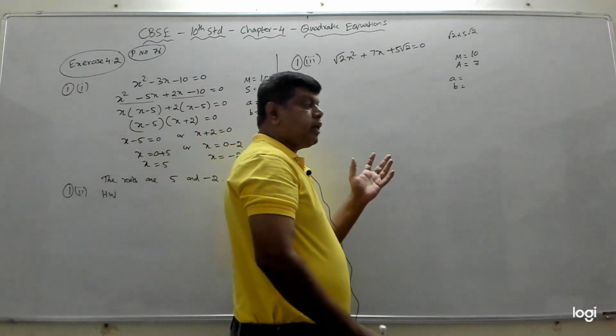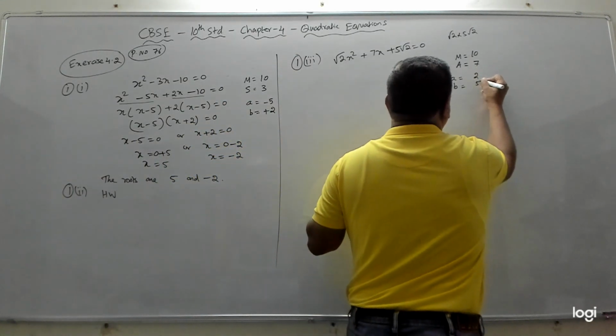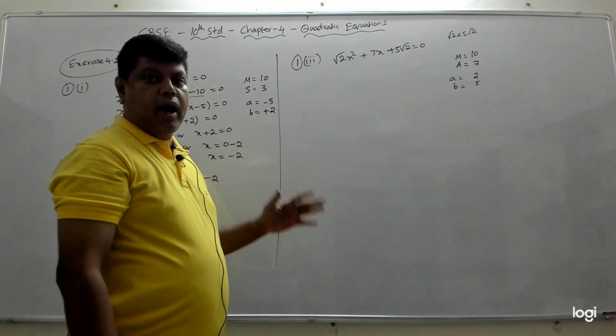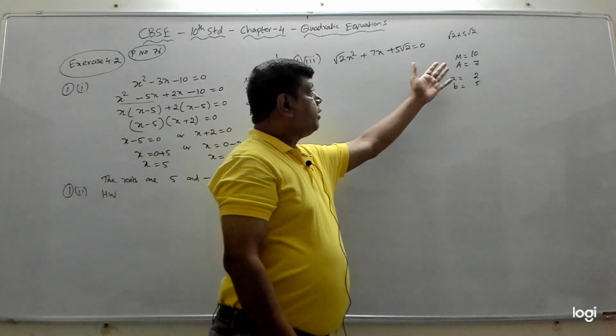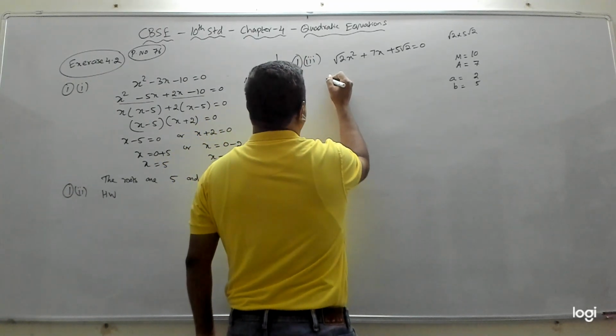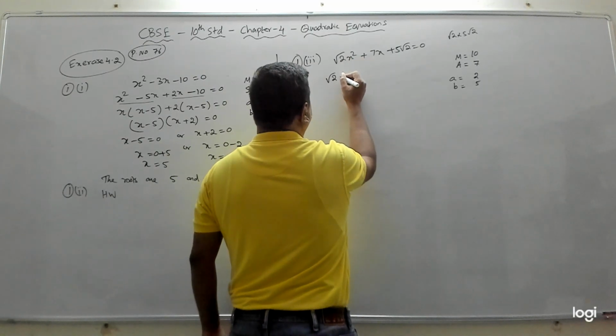Now what are the two numbers again? 2 and 5. Because 2 fives are 10, and 2 plus 5 is 7. So when I add, I get 7, and when I multiply, I get 10. So the numbers are these two. Now we'll write here. So this becomes root 2 x square.